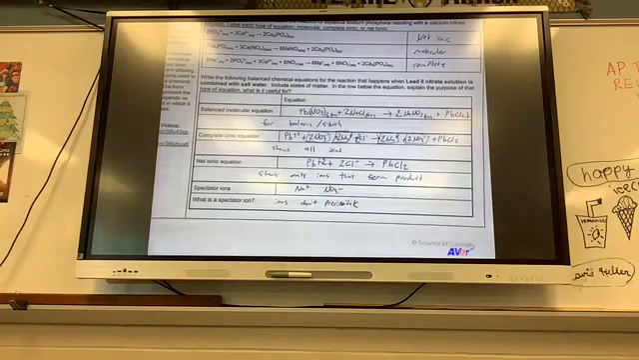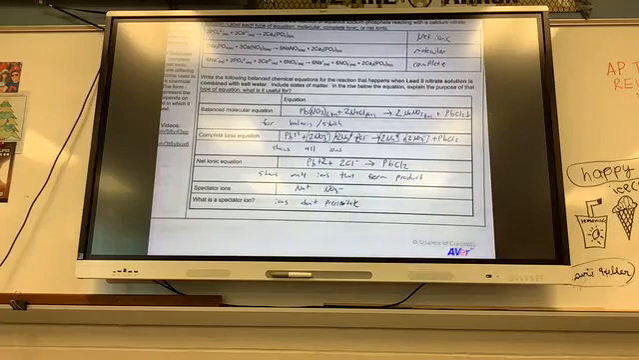How can we check our answer? What is 2 positive plus 2 negative? 0. 0 equals 0. So it should be balanced, and your charges should be the same.